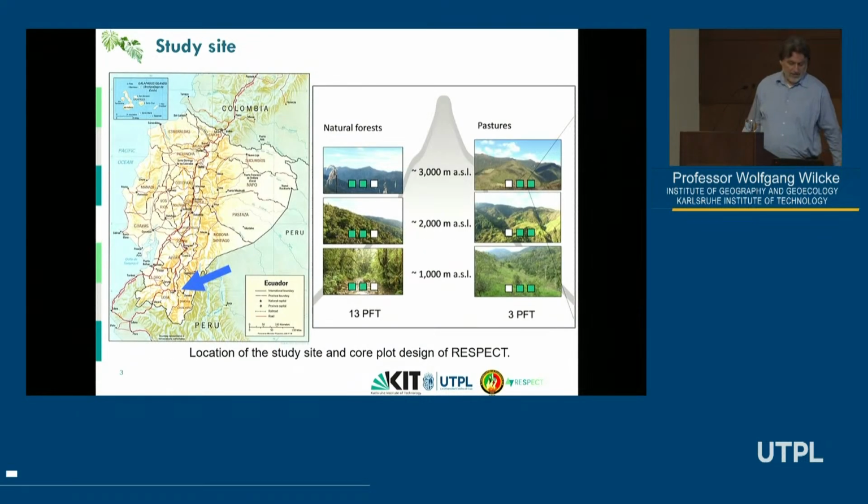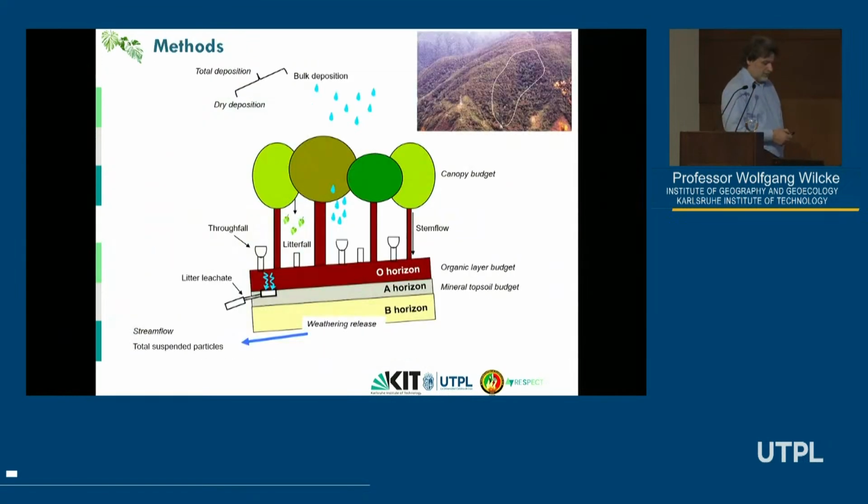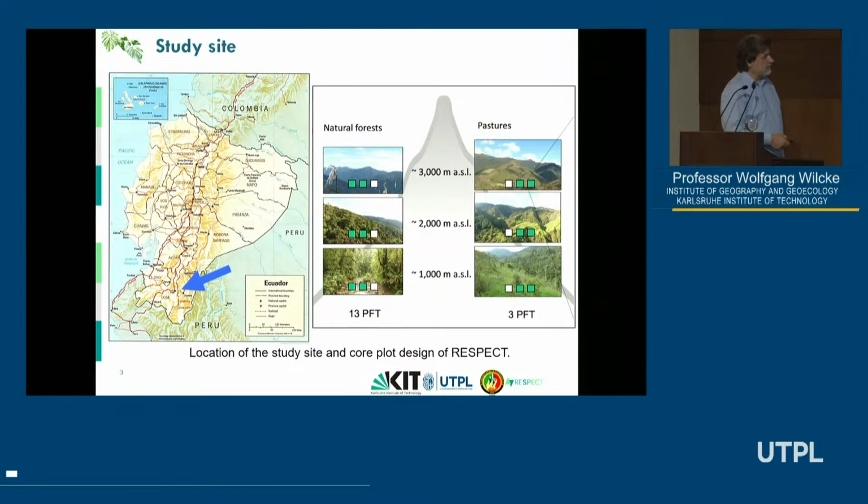The site should now be well known. It's the famous tropical montane forest between Loja and Zamora, on the rim of the Amazon basin, so on the humid part of the eastern Cordillera. And there's our long-term ecosystem study, and there is the joint core plot design of the research unit. And you've seen this graph already, a bit smaller, so now it's back again, a bit larger.